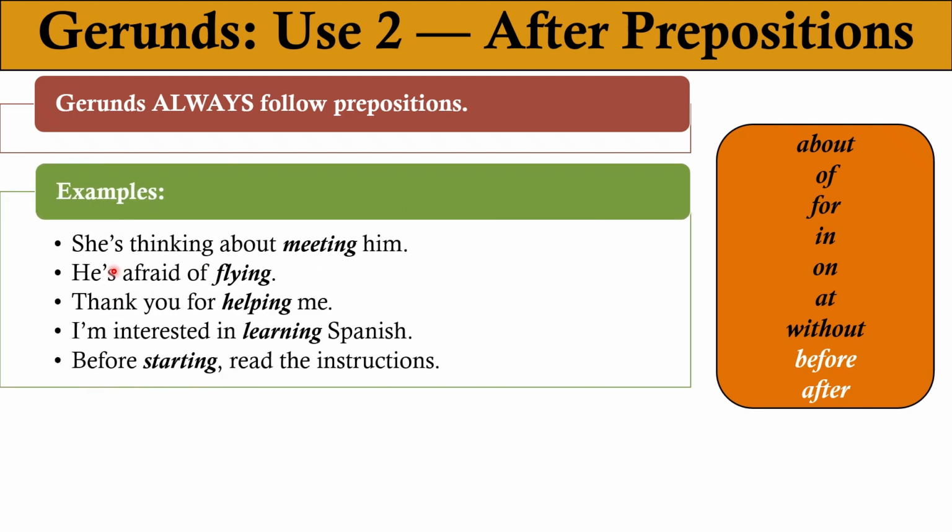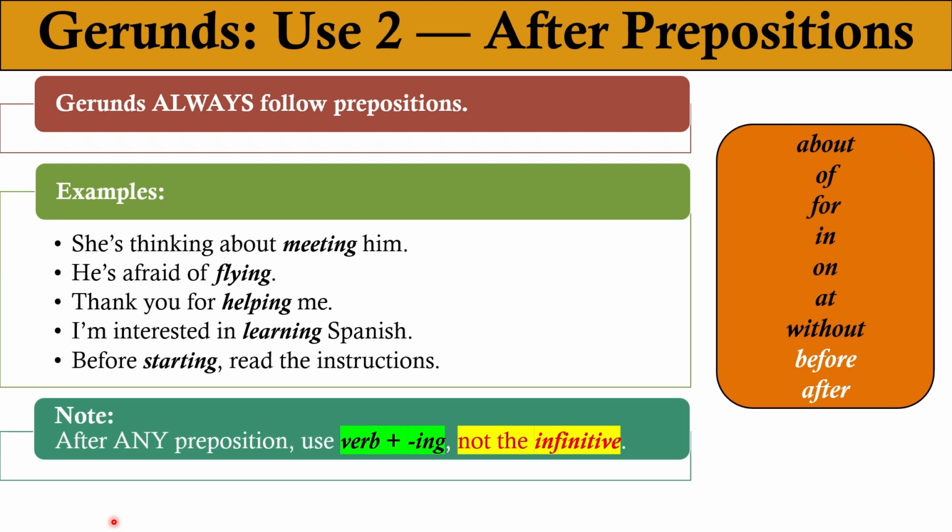She's thinking about meeting him. He's afraid of flying. Thank you for helping me. I'm interested in learning Spanish. Before starting, read the instructions. In all of these sentences, the preposition is immediately followed by the gerund. So remember, after any preposition, we always use verb plus -ing, never the infinitive. You will hear this pattern constantly in everyday English.